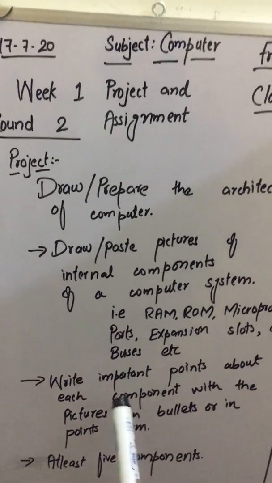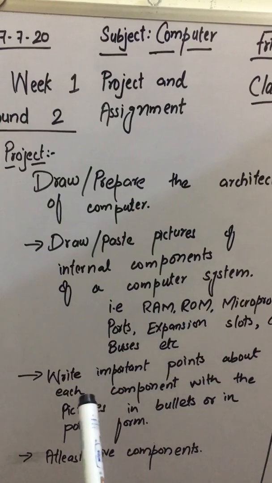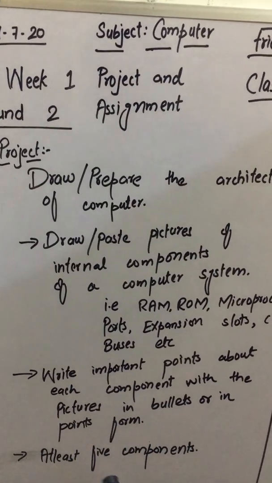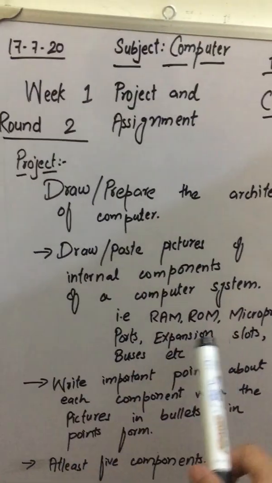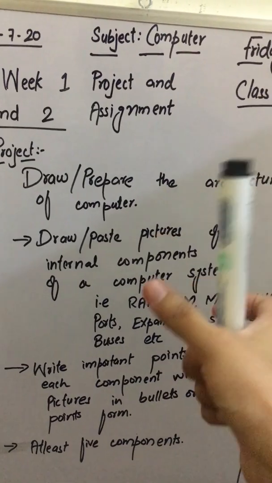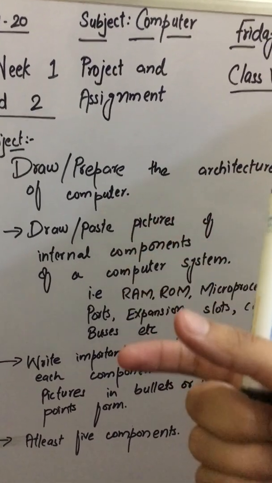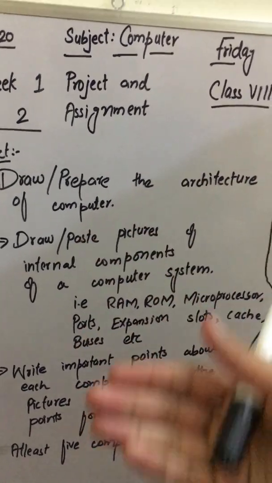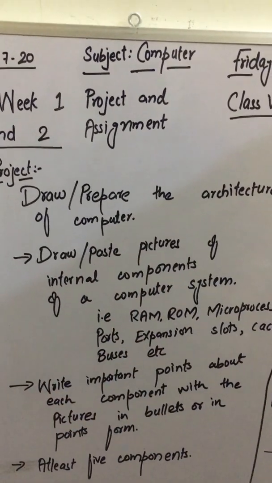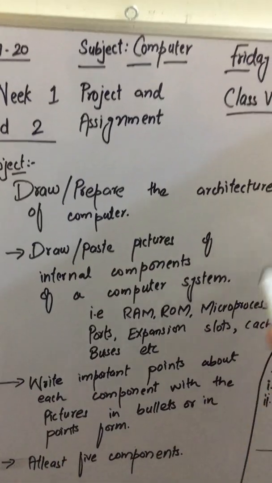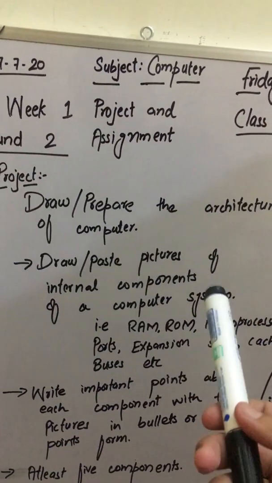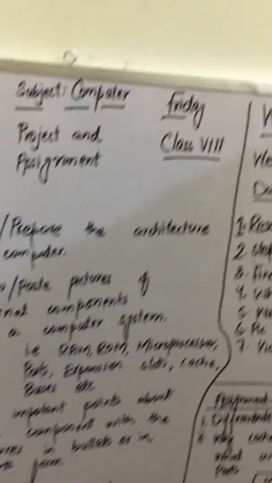Then you have to write the important points about each component with the pictures in the form of bullets or points. After pasting the pictures on the chart paper or on the colored papers, you have to write some points about each internal component that you have pasted or drawn. Now this is just the way in which your project will be presented. Let's come to what you have to do in the written form.